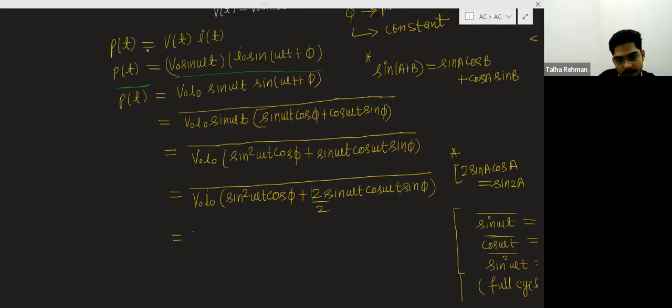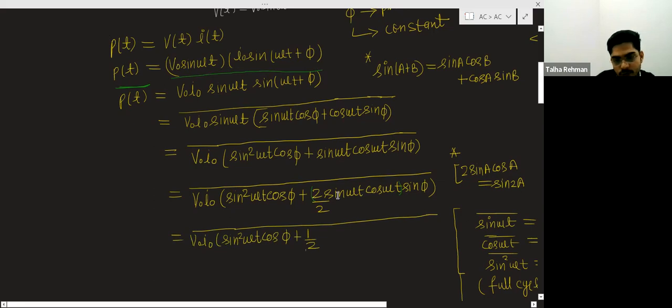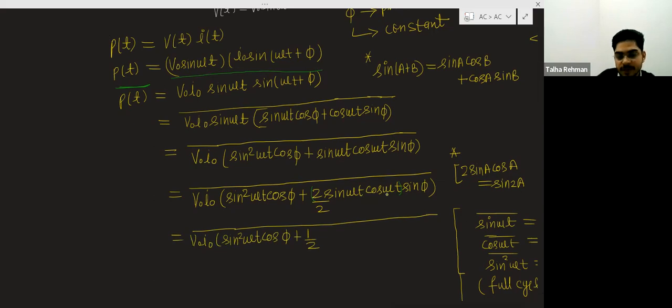So this is the whole bar here. Here is V naught, here is I naught. Here is sine square omega t into cos phi, plus this will become half of this thing. 2 sine omega t cos omega t can be written as sine 2 omega t. And this is sine phi, simple.